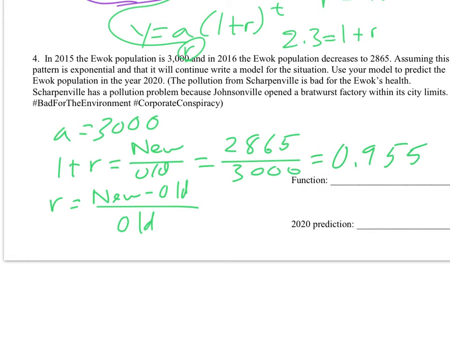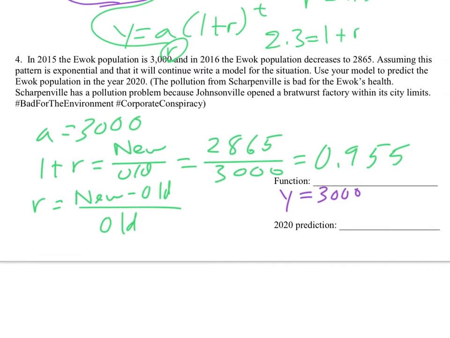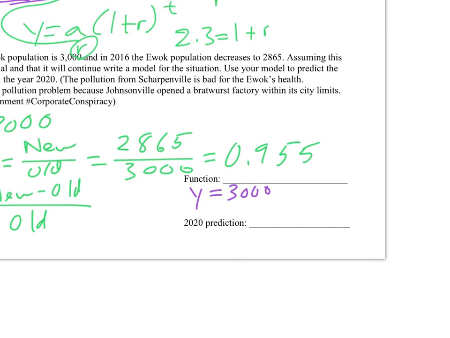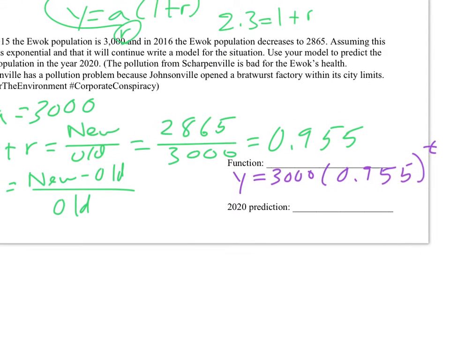I suppose I didn't really leave myself much room to write my function there. So I'll use purple for my function. So I have my starting value is 3,000. And then I have my decay factor, really, is the 0.955. And then to the t power is what we're looking at. So that's our model.